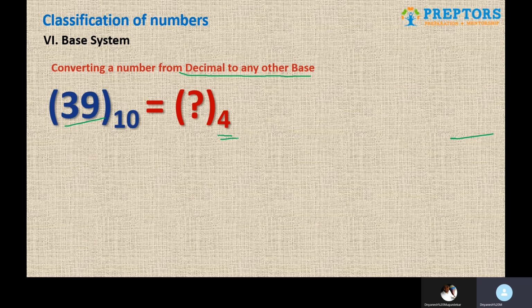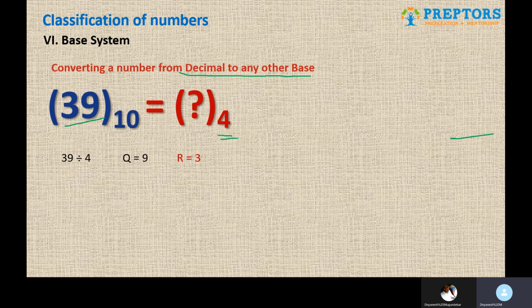So the process that you are going to remember is, if you are ever converting from a decimal base to any other base, whichever is the number in the decimal base, you are supposed to divide that number by the base in which you want to convert it. So in this case, we want to convert into base 4. So we are going to divide 39 by 4. When you divide 39 by 4, you get quotient as 9 and the remainder as 3.